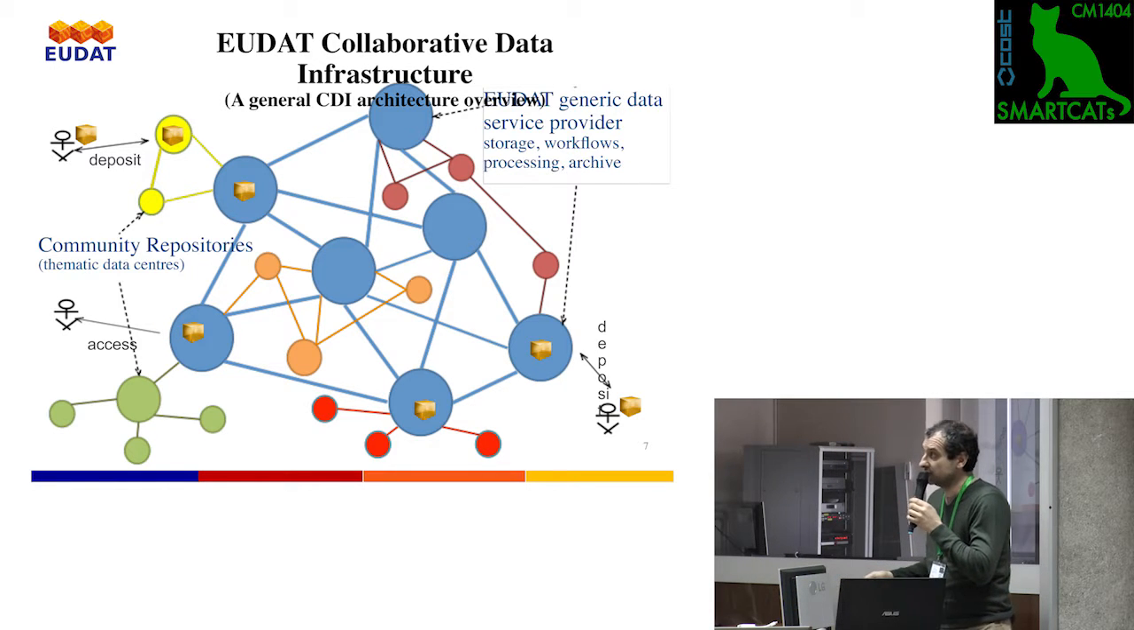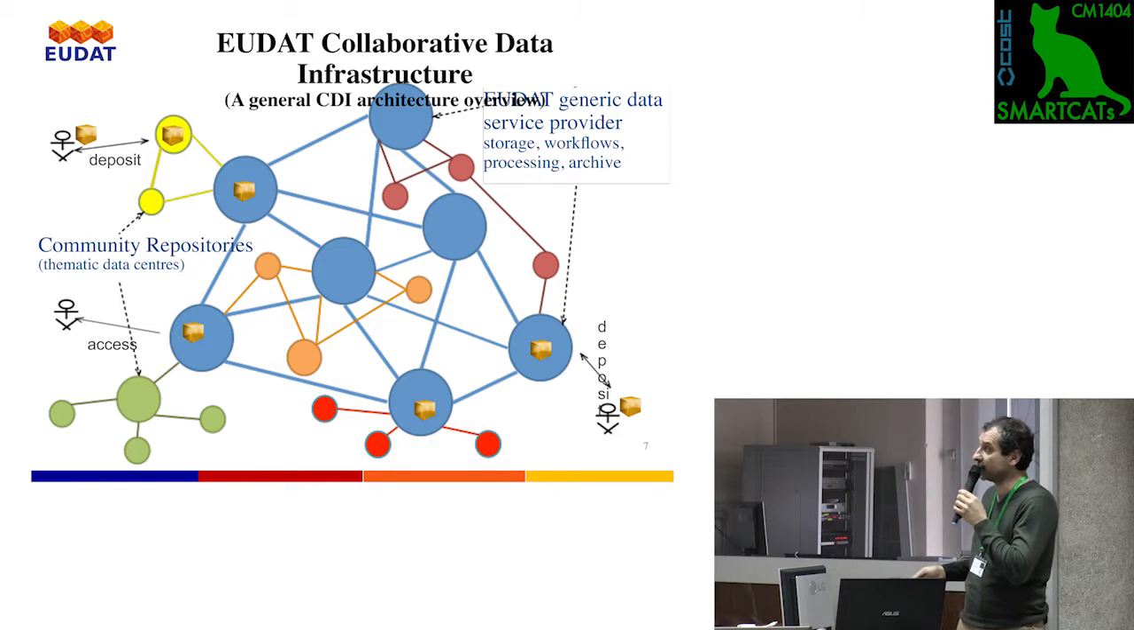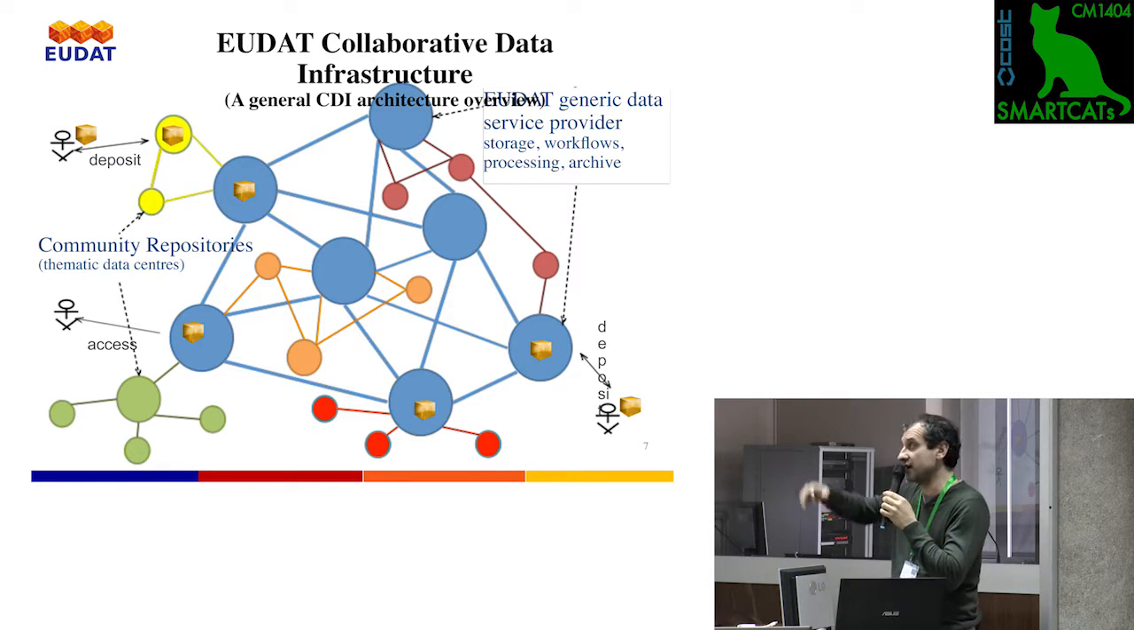Regarding the structure, the whole infrastructure is organized as a network where the actors are the EUDAT generic data providers and the community centers. In a general global view, the community users ingest data inside this community. Then by some mechanism, data is ingested into the collaborative data infrastructure, and by some mechanism, data can be replicated around the infrastructure.